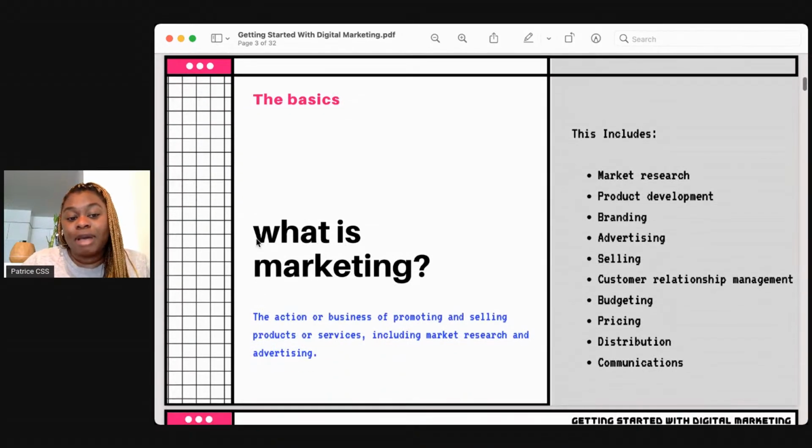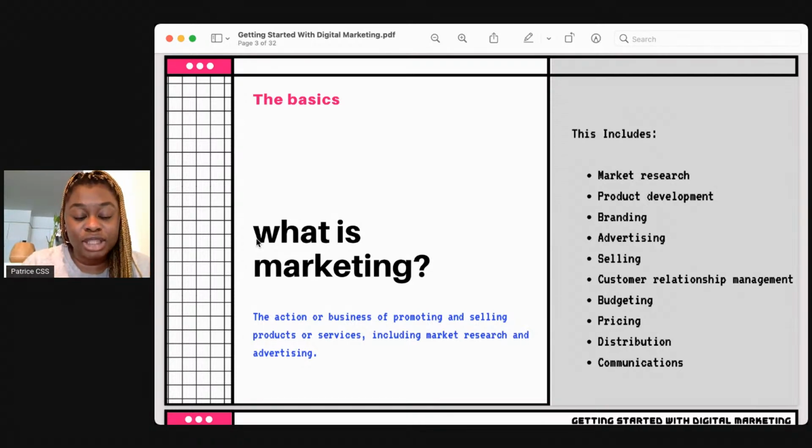So first of all, the basics. What is marketing? Now marketing, just the general term, is the action or business of promoting and selling products or services, including market research and advertising. So marketing really is the umbrella term. Underneath that, it includes market research, product development, branding, advertising, selling, customer relationship management, budgeting, pricing, distribution, communications.